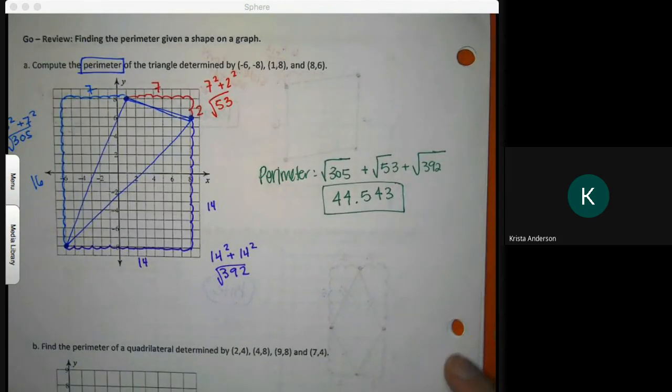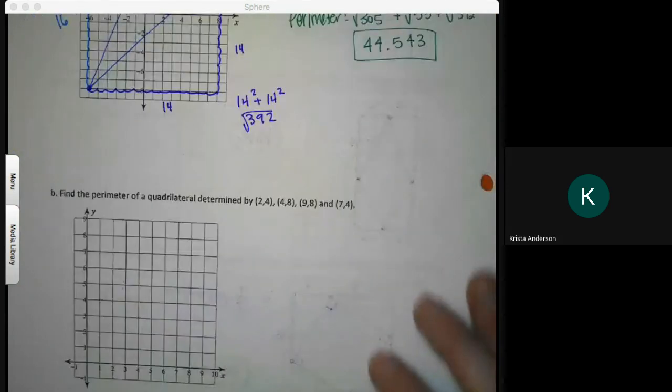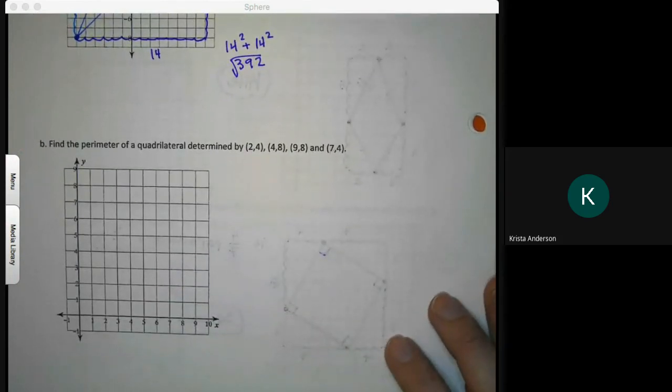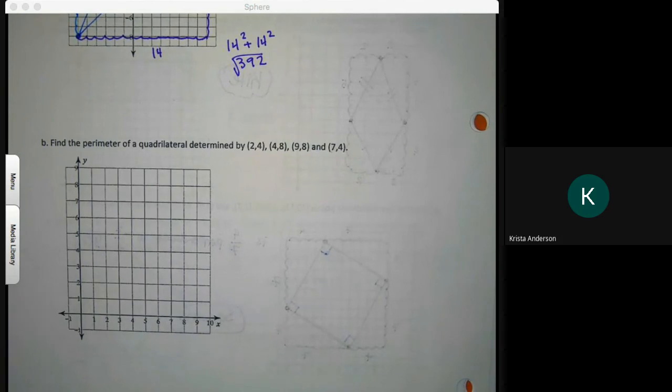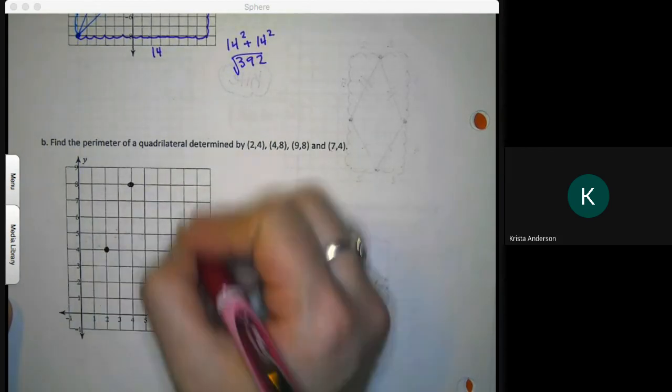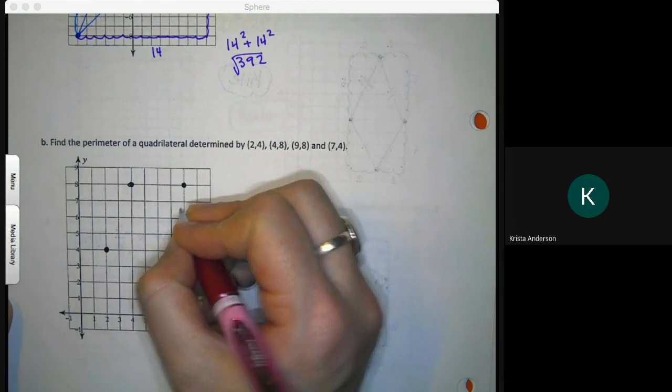All right, question B, and we're done. Find the perimeter of the quadrilateral. I have 2, up 4, 4 is up 8, 9 is up 8, 7 is up 4.